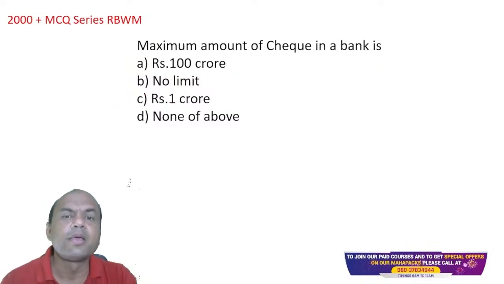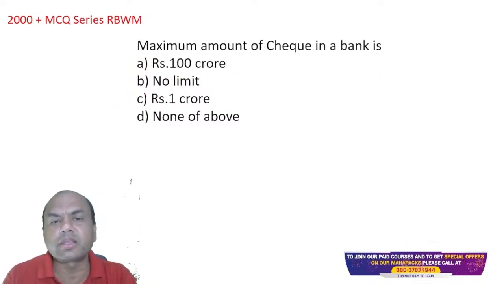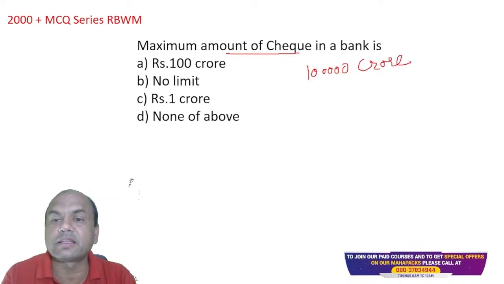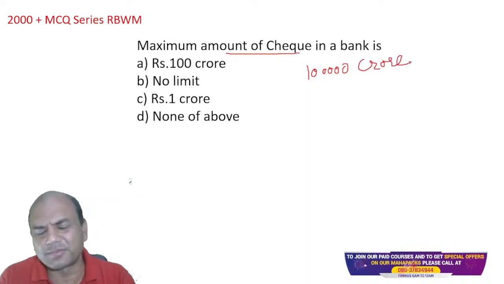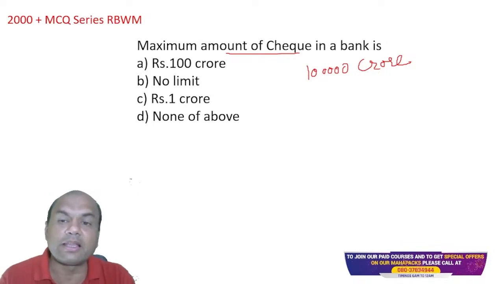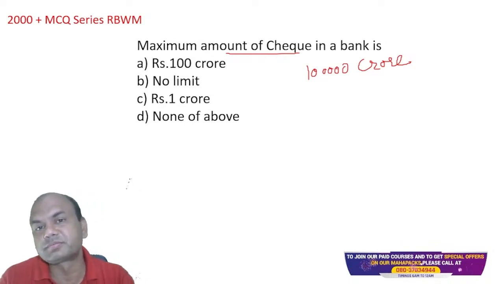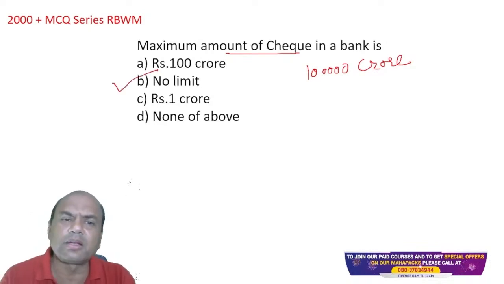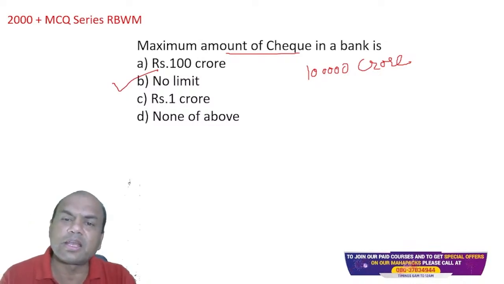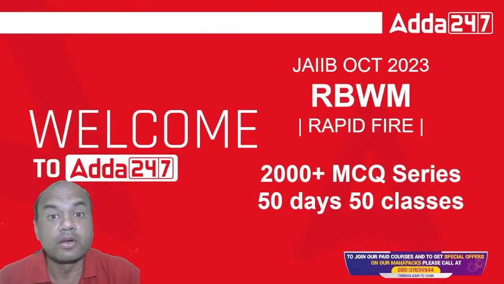What is the maximum amount of check I can write? Tomorrow if I write a check to you of, let's say, 1 lakh crore. Obviously, I don't have that much balance, neither do you. But can I write a check of this amount? 100 crore, no limit, 1 crore, none of the above. I can write, isn't it? No limit. I can write any amount of check. Minimum is also there. I can write a 50 paise check also.